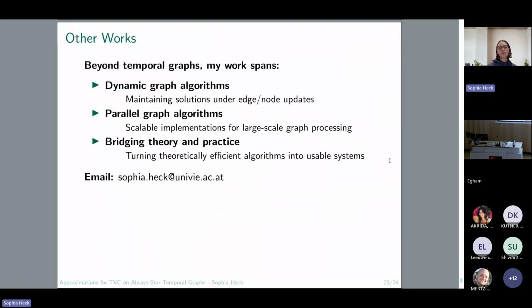In terms of what I'm doing, maybe a quick detour. I also worked on other things than temporal graphs, mainly dynamic graphs and parallel graphs. The idea here is that we not only know everything in advance and try to compute an overall solution, as is done in temporal graphs. In dynamic graphs, we try to maintain the solutions under edge and node updates. And in general, my work is about bridging the gap between theory and practice, so making algorithms that have guarantees, but also are very fast in practice.